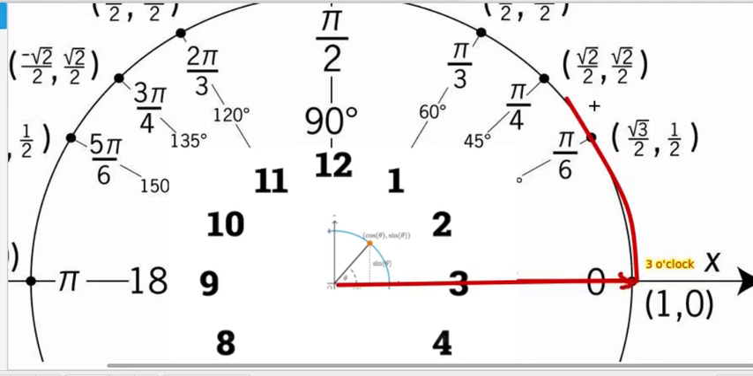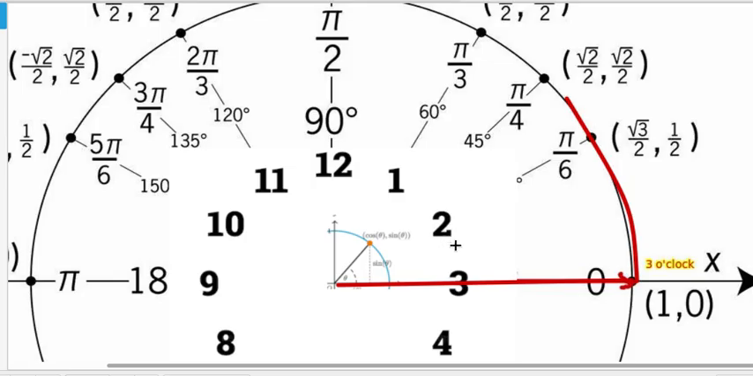1. 1:30, 45 degrees or pi divided by 4 radians. Picture the clock hand halfway between 12 o'clock and 3 o'clock. This is 45 degrees or pi divided by 4 radians. The coordinates are square root of 2 divided by 2, square root of 2 divided by 2. These are approximately 0.7, 0.7.